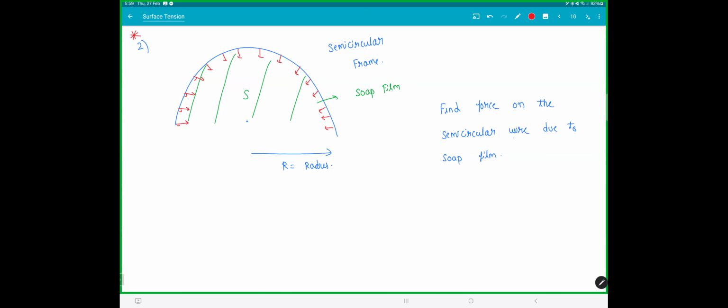Let's see. Pi won't come. Where will pi come from? You messed up the integration then.